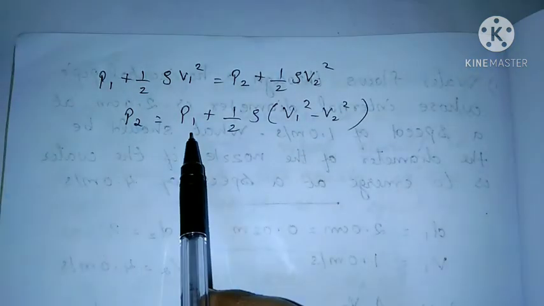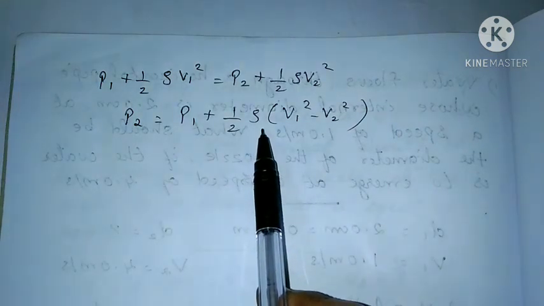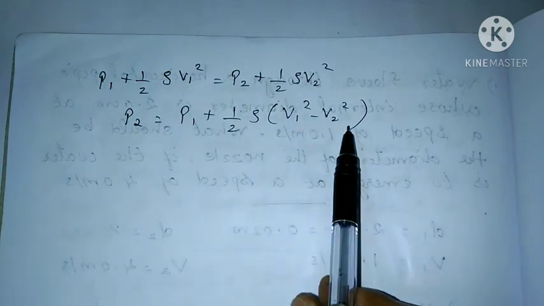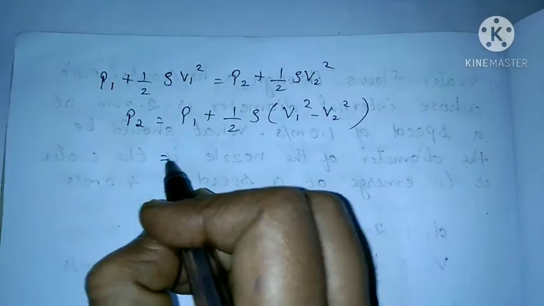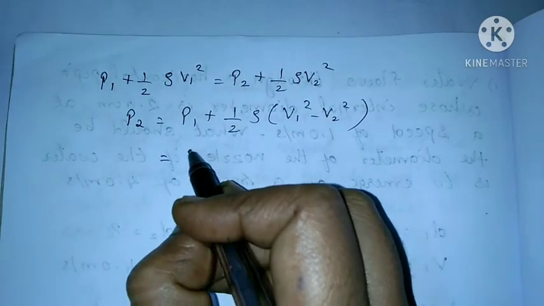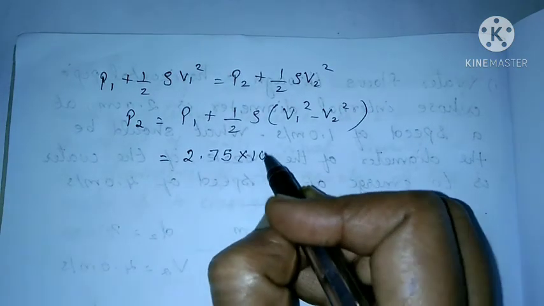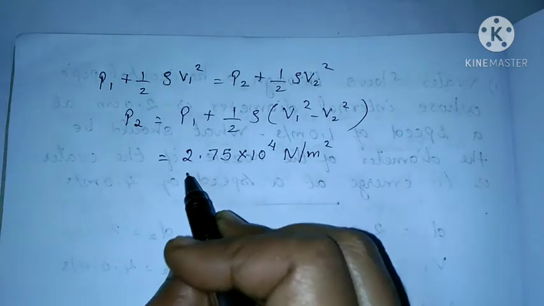Then apply the pressure P1 that is given in the question. Then density, that is ρ, the density of water, 10^3 kilogram per meter cube. Then V1 and V2 are already given in the question. So after substituting all the values, you will get the answer 2.75 × 10^4 Newton per meter square. Clear?